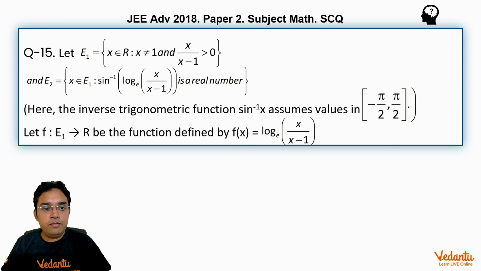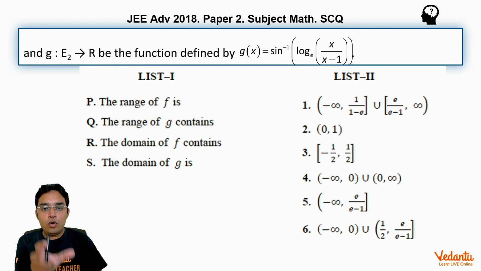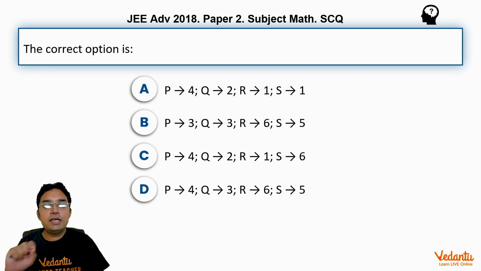Let f: E1 to R be the function defined by f(x) equal to log x upon x minus 1 to the base e. Let g: E2 to R be the function defined by g(x) equal to sine inverse log x upon x minus 1 to the base e. Then we are given 4 options in list 1 and 6 options in list 2. We have to match them as per their correct values. And we are given 4 options in A, B, C, D, and we have to check which matching is correct.